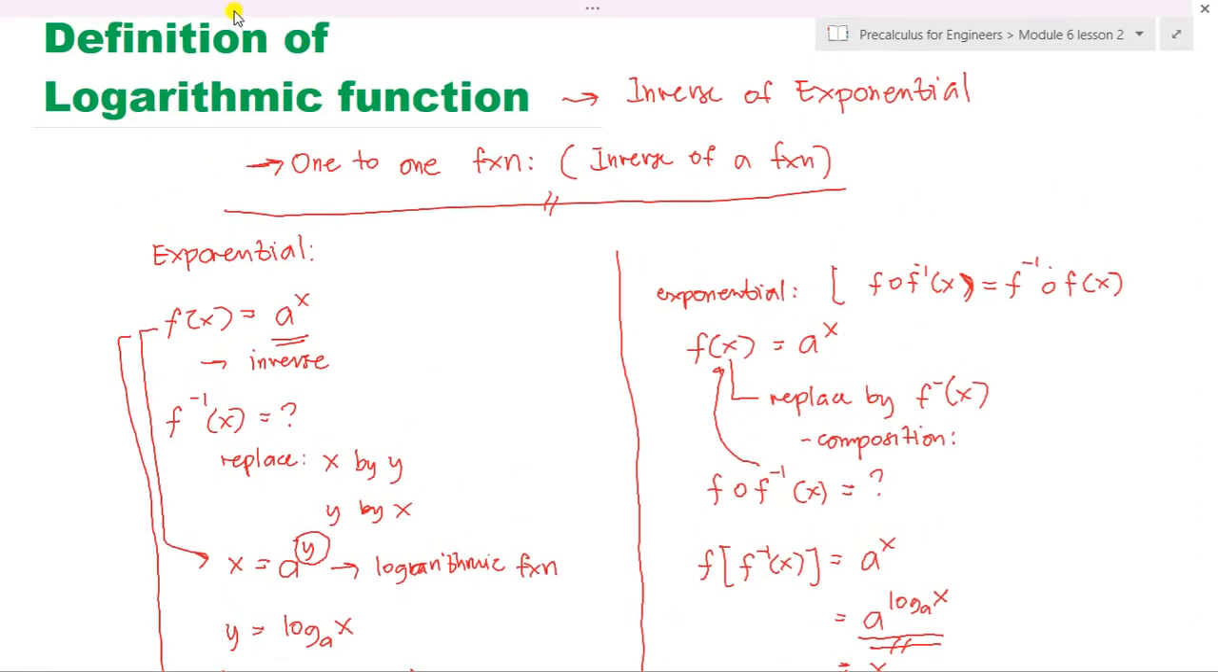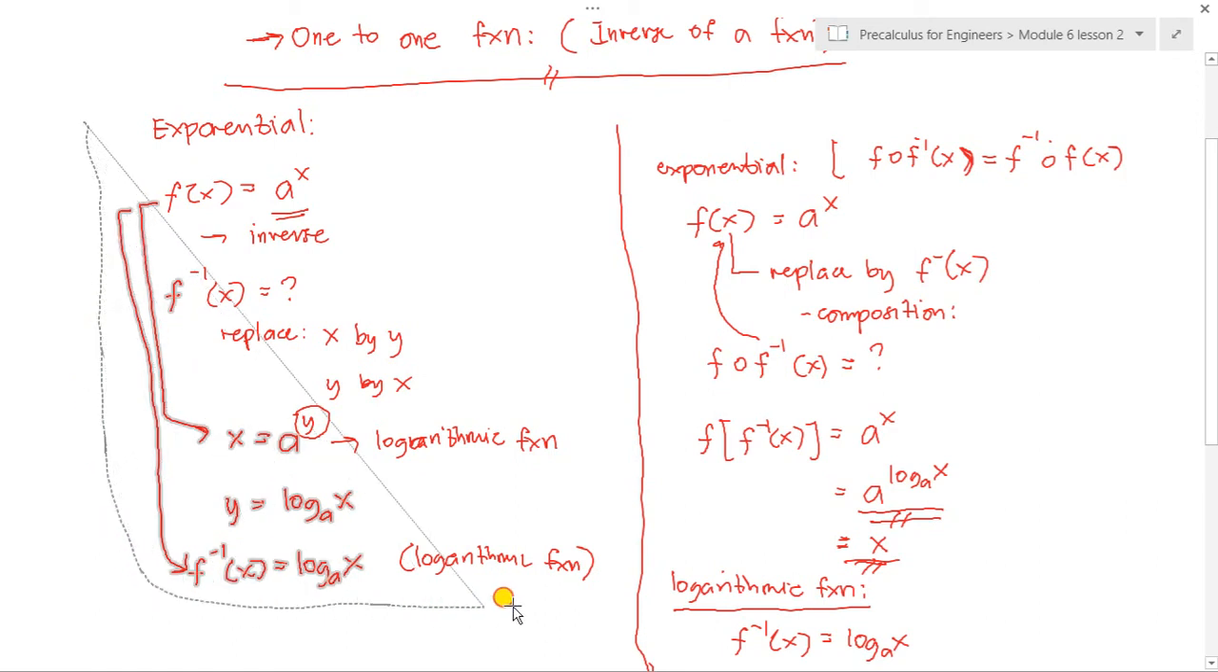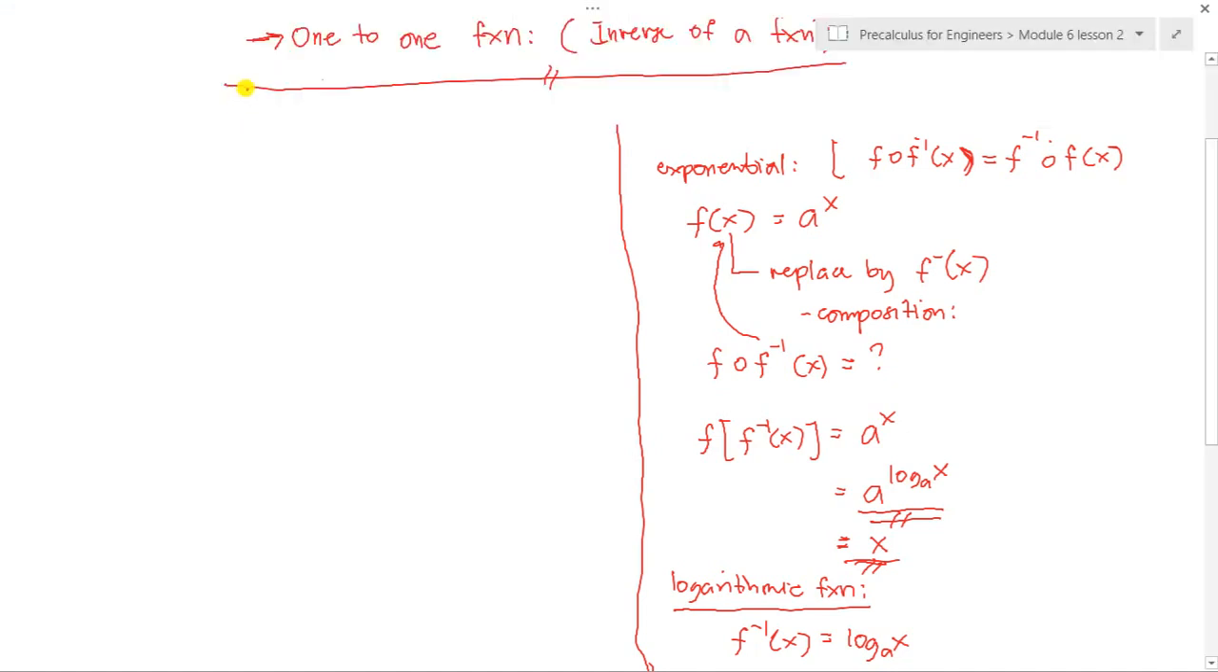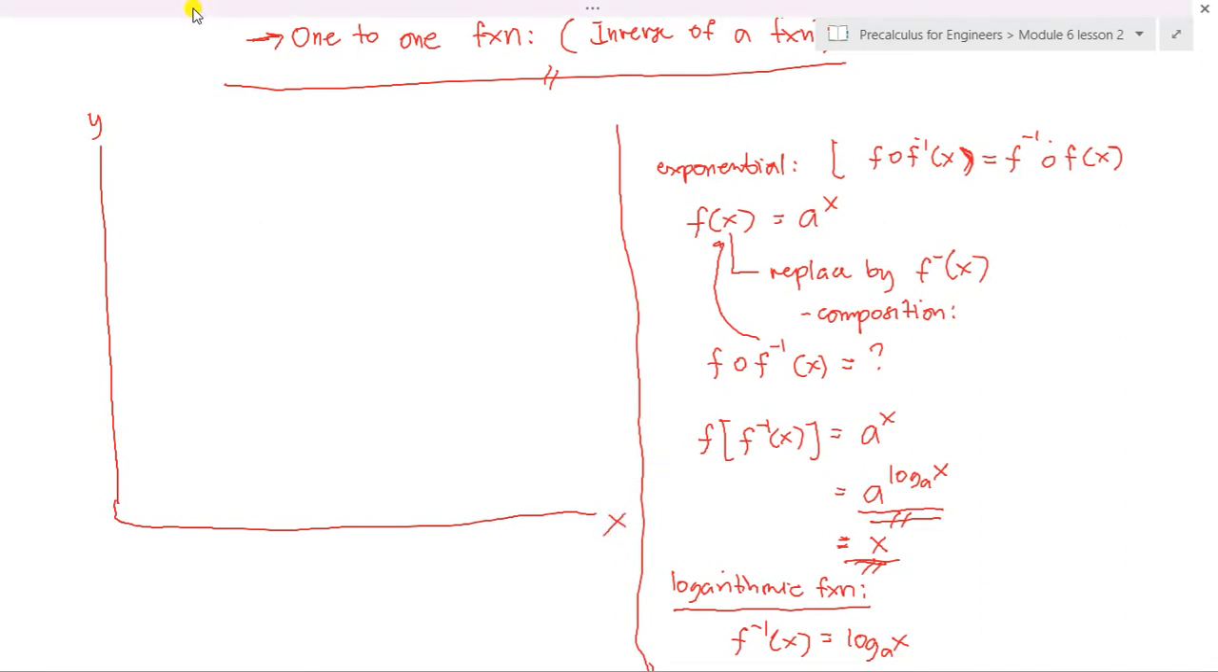Now, what do their graphs look like, since they are inverses? So again, recall how to graph inverse functions. Here we have the Cartesian coordinate system. This is our y and this is our x. We already know the graph of the exponential, so we represent it in blue. The exponential is asymptotic with respect to the x-axis, and then it will increase rapidly until positive infinity.